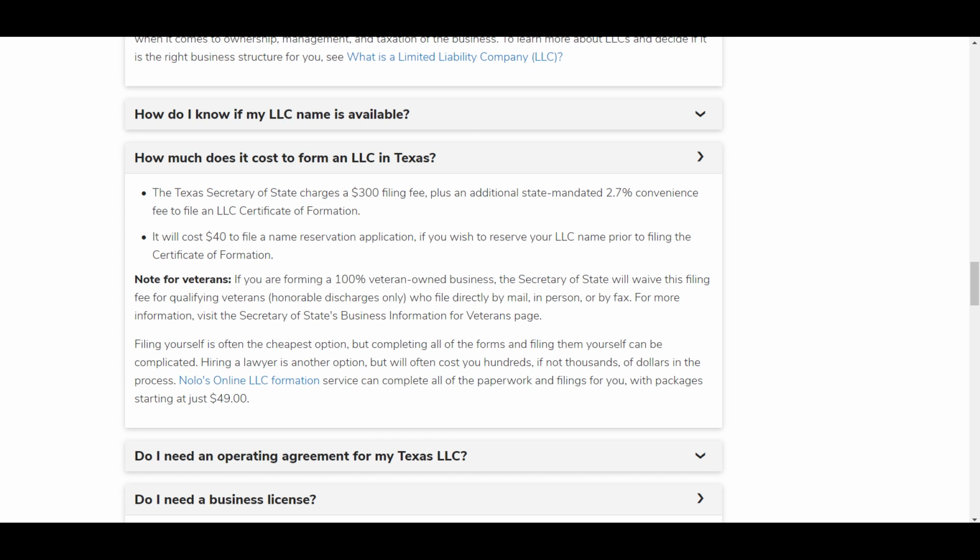Just as a note for veterans, if you are forming a 100% veteran-owned business, the Secretary of State will waive this filing fee for qualifying veterans, for example, honorable discharges. And this applies if they file directly by mail, in person, or by fax. For more information, visit the Secretary of State's Business Information for Veterans page.